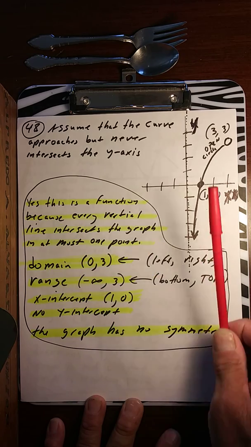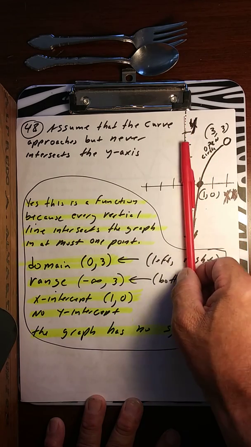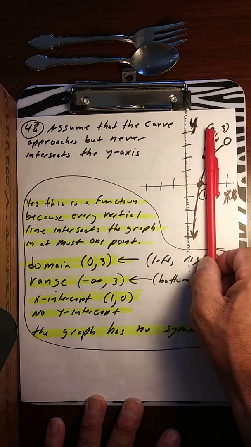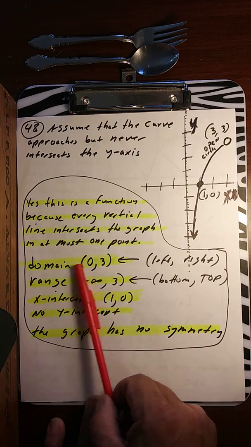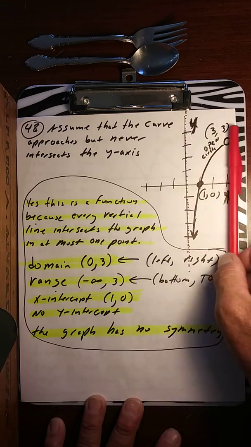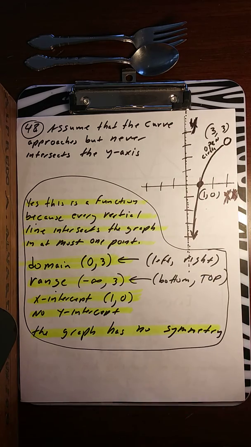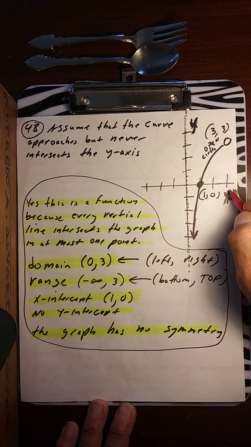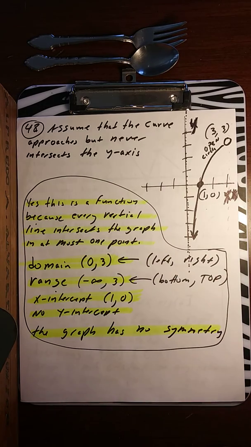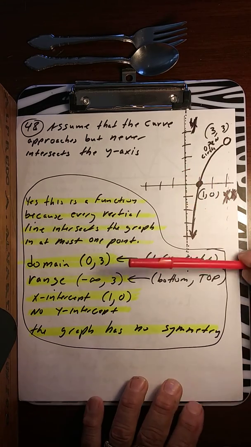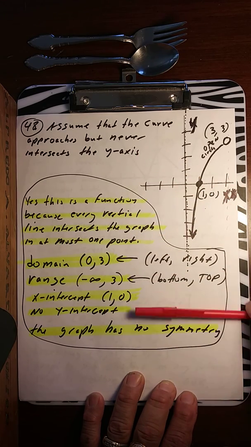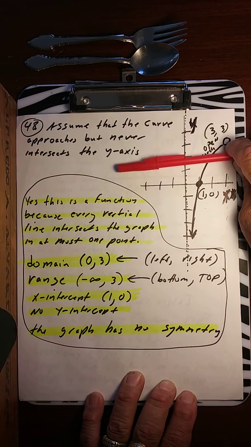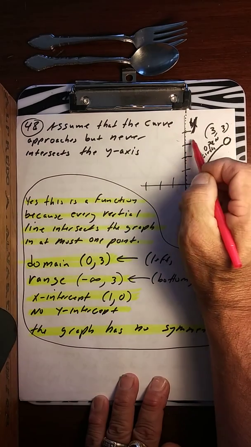Domain is from 0, because it never goes to 0, it never gets here. It's from 0 all the way to 3, not including 3. See that? Don't include 0, don't include 3. So between 0 and 3, left and right, that's going to be stuck in here somewhere. Range. Okay, the bottom is going to keep going to negative infinity, all the way up to where? 3. It stops at 3. On the top, it stops at 3. Right there.